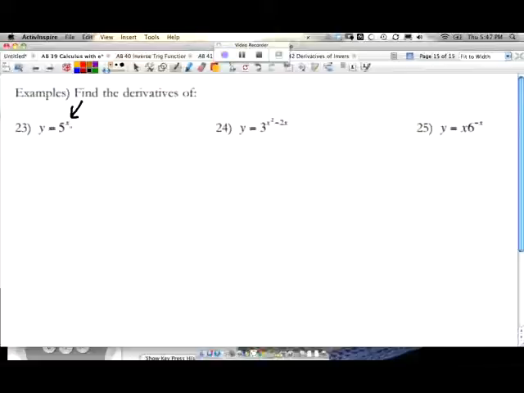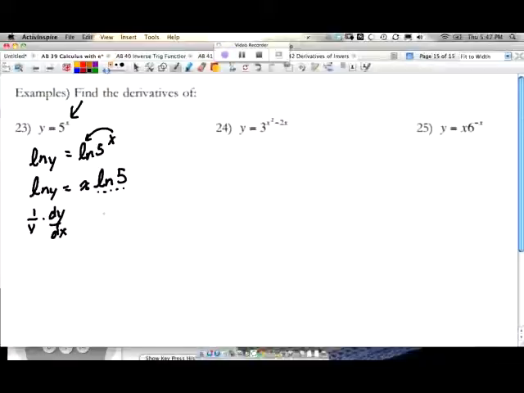So what I would do then is I would take the natural log of each side. Natural log of y equals natural log of 5 to the x. Because now that exponent I can drop down. And then I'll have natural log of y equals x times natural log of 5. At this point, natural log of 5 is a constant. But I can take the derivative implicitly of both sides. On the left side, I'll have 1 over y times dy dx. On the right side, the x goes to a 1, and I'll just have natural log of 5.